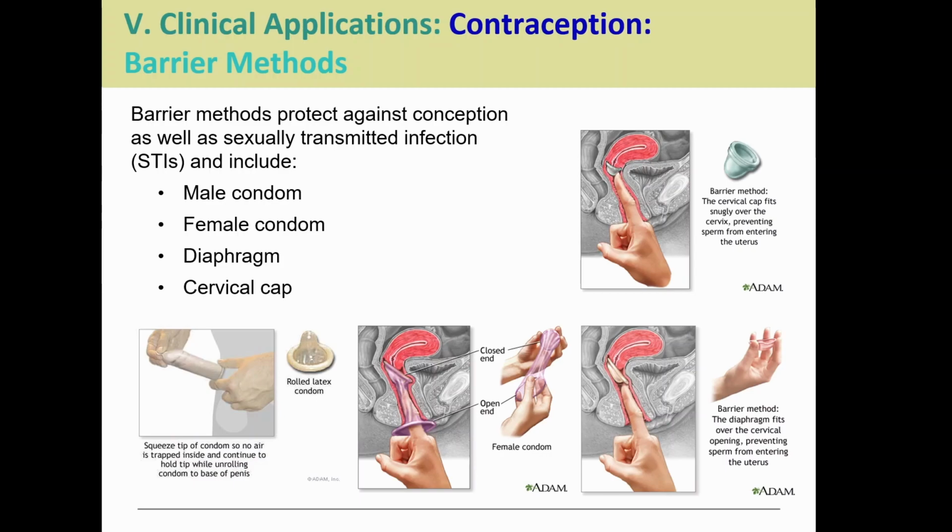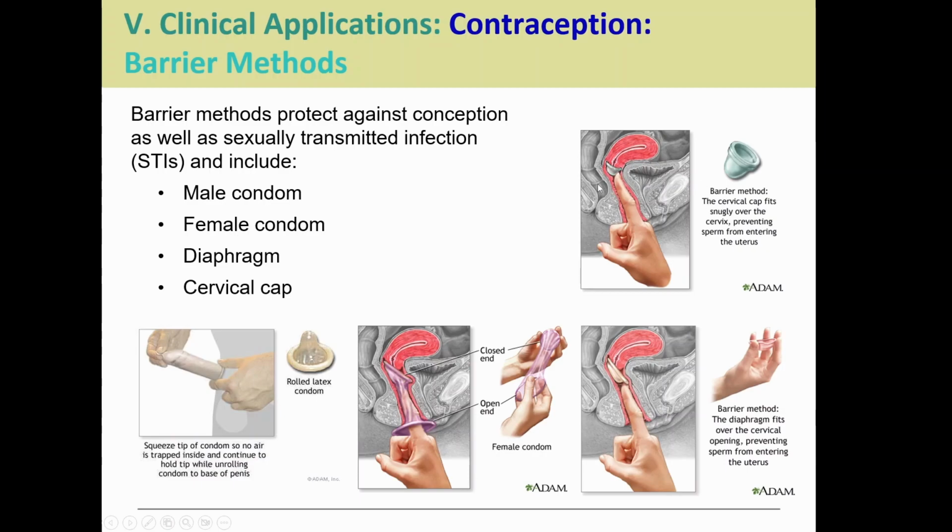Most people are most familiar with a male condom, which is the condom that goes over the penis and will serve as a barrier between the penis and the vagina entirely. But there's also the female condom, which is like this. There is the diaphragm, which is this little structure that fits over the top of the cervix, right? And then the barrier method, right?